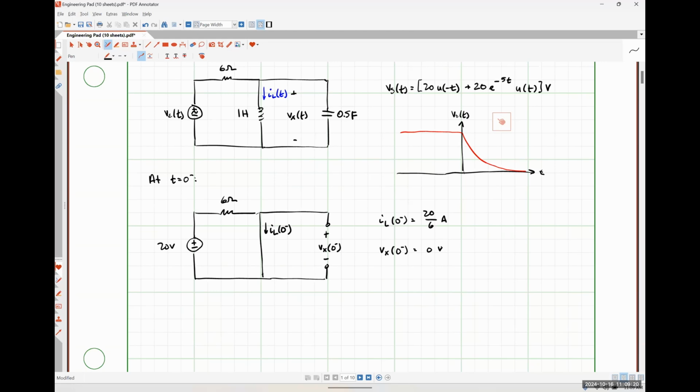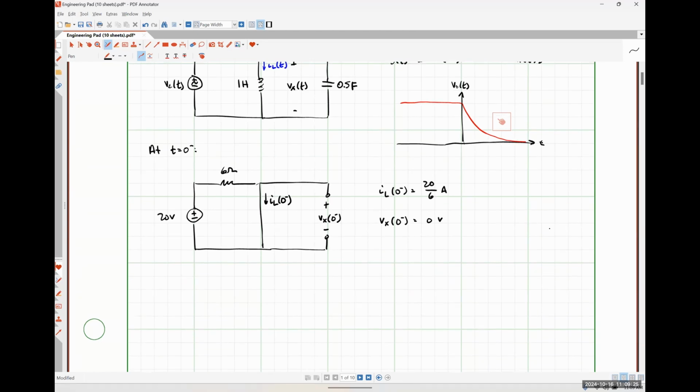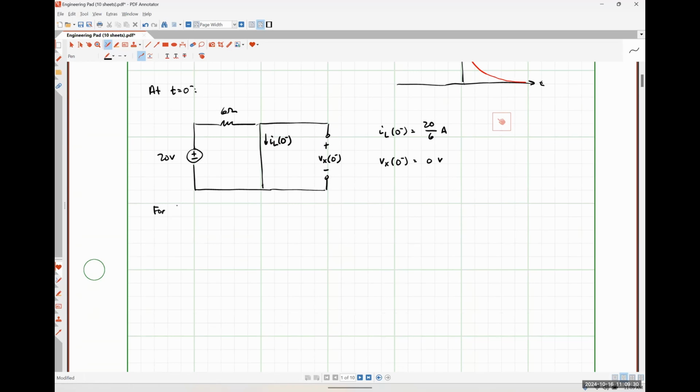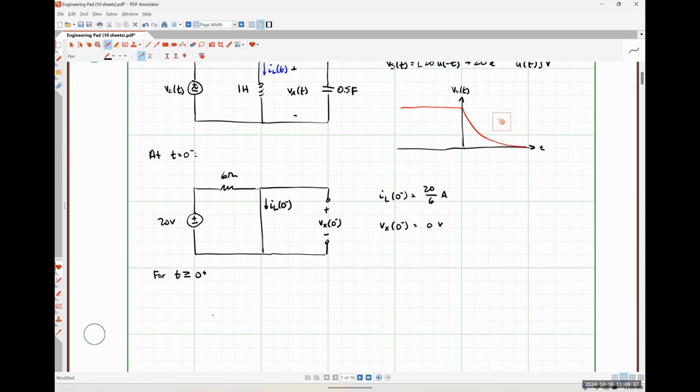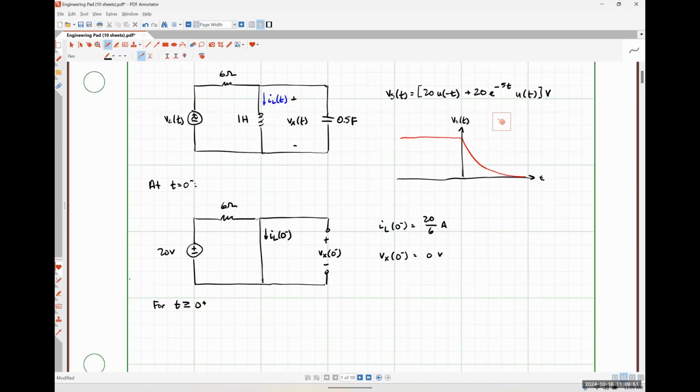So anyway, now we need to figure out what's going on for t greater than or equal to 0 plus. So for t greater than or equal to 0 plus, we're now going to convert this circuit into the S domain, but we only care about what's going on for 0 plus. So this bit right here no longer matters. Okay. So what is the Laplace transform of 20e to the minus 5t? I think it's just 20 over s plus 5, right?